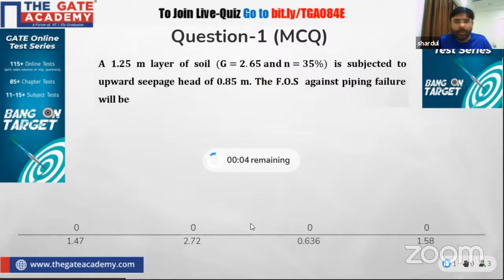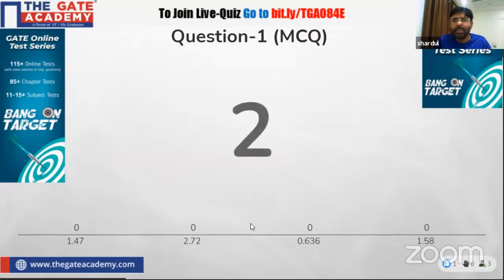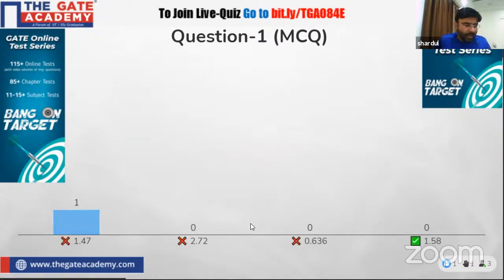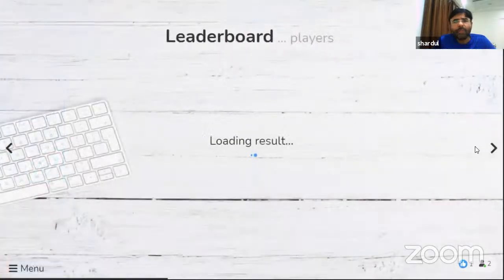This is a very good question, and these type of questions are already asked in your GATE exam. So time over for this, and I haven't got any reply from any one of you. So one of you have replied. Okay, no problem. Now let us move to the second question. We'll discuss the concept and the solution of each and every question after this quiz session. The next question for you.